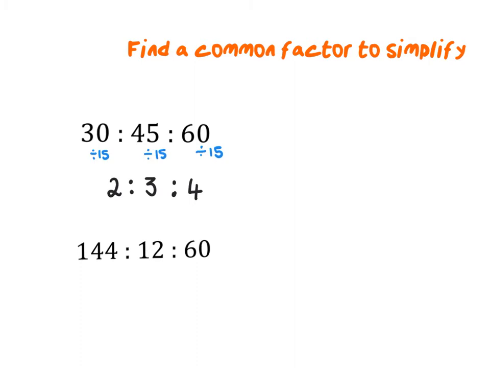In the next example, you might know that 12 goes into all of these numbers. So going through the same process, we're going to see how many times 12 goes into each of these numbers. Into 144, 12 goes in 12 times. Into 12, it goes in once. And into 60, it goes in 5 times. And 12 to 1 to 5 is the simplified ratio.